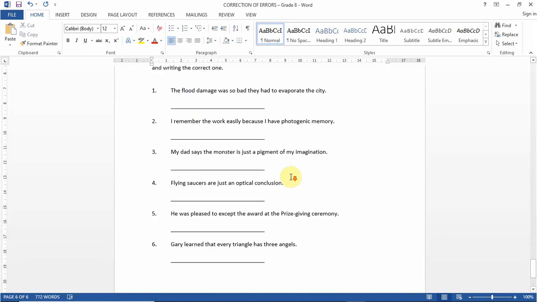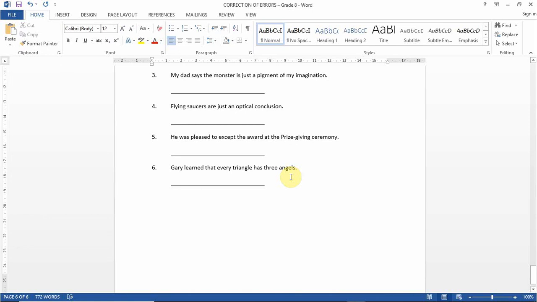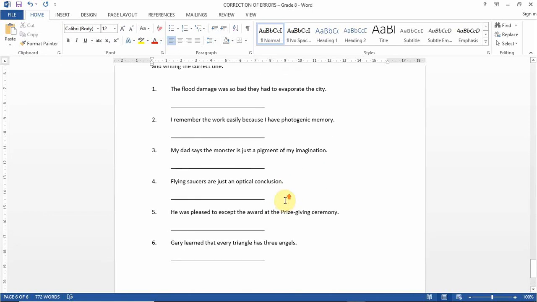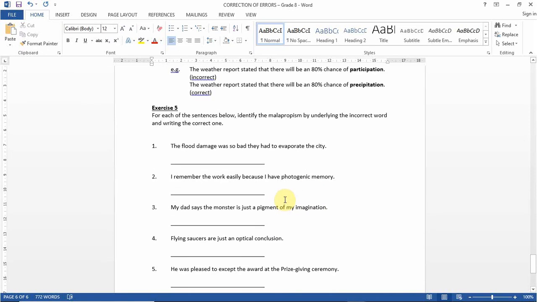Okay, so that's it, guys. Those are the 5 common errors that we're going to be looking at at this stage. Couple of exercises on each of them. Good luck.